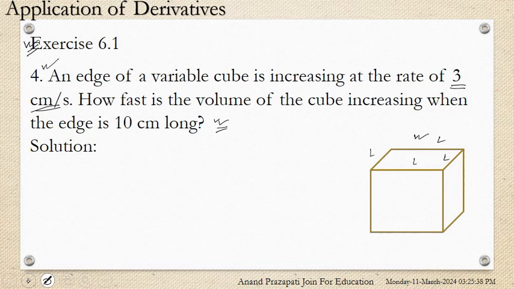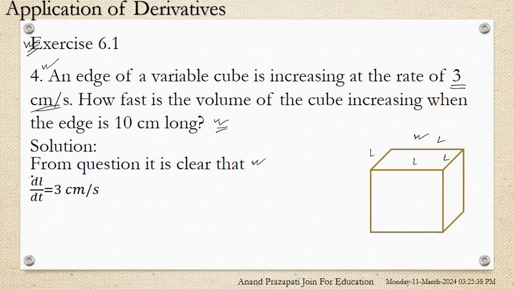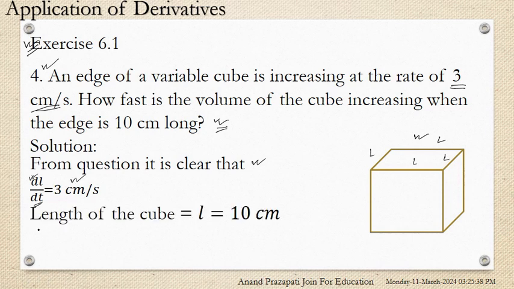From the question it is clear that this one is given, so this is dl by dt, or rate of change of length of the edge of the cube with respect to time, which is 3 centimeter per second. Suppose the length of the cube be L, which is given as 10 centimeter. The question asks us the value of dV by dt.